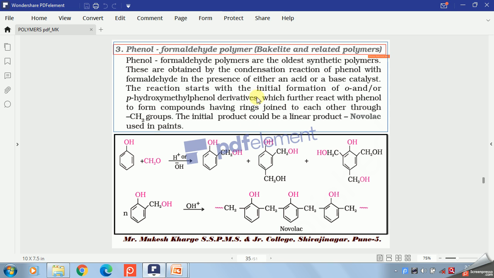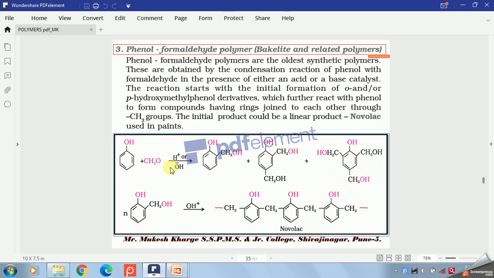So first one is phenol-formaldehyde polymer, that is Bakelite. Phenol-formaldehyde polymers are the oldest synthetic polymer. These are obtained by condensation reaction. Condensation means the reaction in which small molecules such as water or methyl alcohol are removed during the reaction. So condensation of phenol with formaldehyde. This is your phenol C6H5OH and this is formaldehyde CH2O or HCHO. And the reaction takes place in presence of either acid H plus or a base which is used as a catalyst.